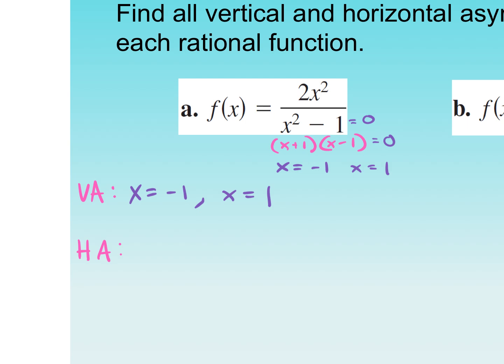Next, let's find our horizontal asymptotes. Horizontal asymptotes, we're looking at the degrees. When our degrees are the same, then what do we look at? The leading coefficients. So our leading coefficients would be 2 over 1. So what's our horizontal asymptote? Y equals 2. Again, it's a horizontal line, so you need the y equals.